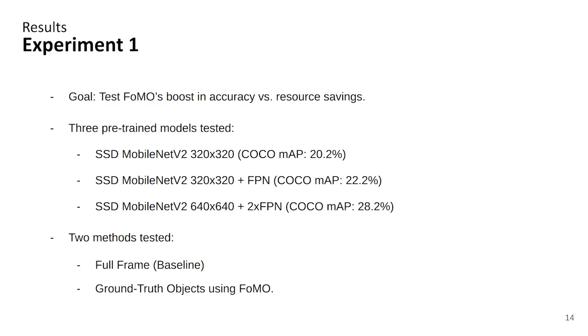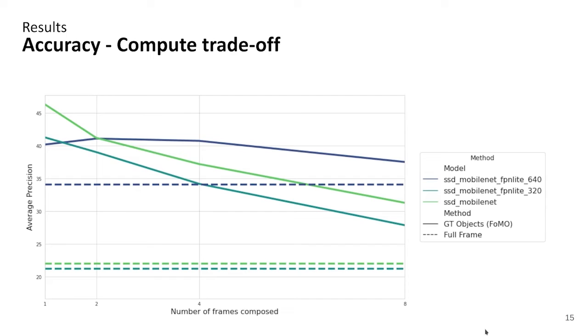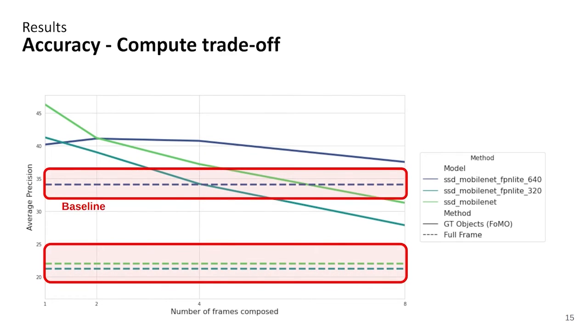Therefore, this method can be seen as an upper bound of what can be expected from FOMO in terms of accuracy. The following figure shows the mean average precision, averaged for all scenes of the BIRAT dataset, achieved by the 3 pre-trained models evaluated. The baselines, represented as straight lines, use the full frames captured by the camera as inputs. That means that every frame translates to 1 inference. In this case, baselines are 21, 22, and 34% mean average precision for all 3 models. On the contrary, as we increase the number of frames that we compose, we're reducing accordingly the number of inferences required by the system.